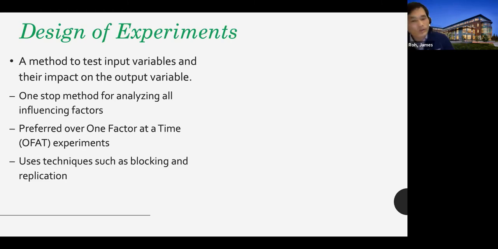It's preferred over the one-factor-at-a-time experiment, which is also a good method, but it's time consuming, and it may lose the interaction between a number of factors. And it uses techniques such as blocking and replication. In that way you can see what is more influential than the other factors.